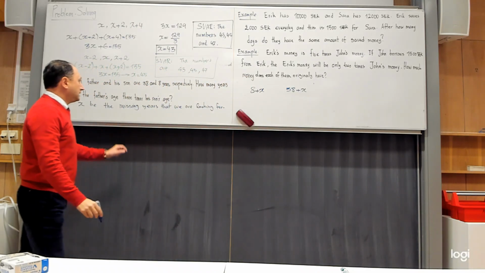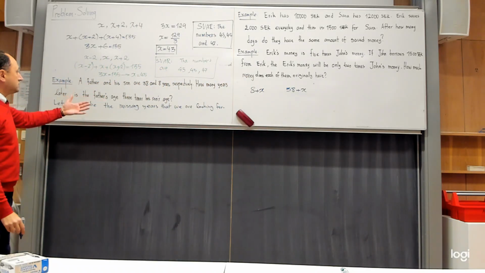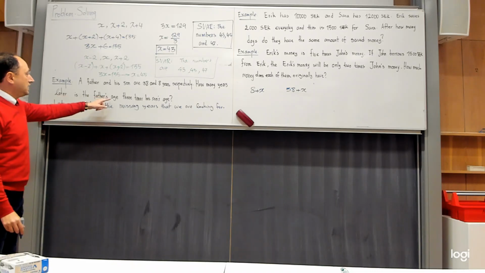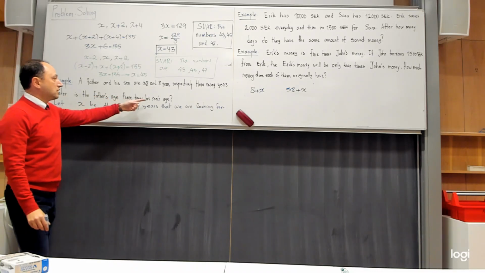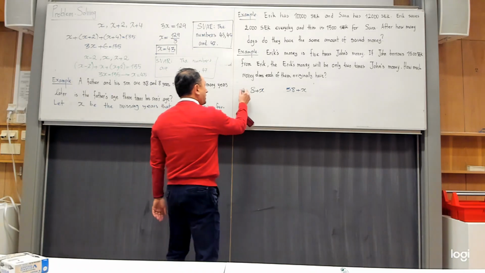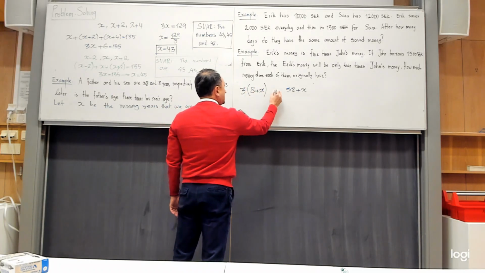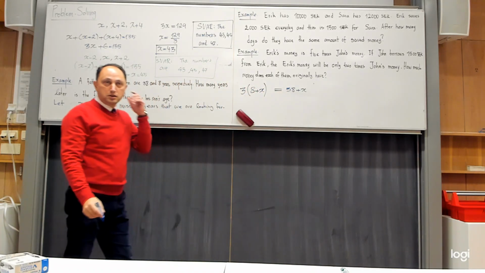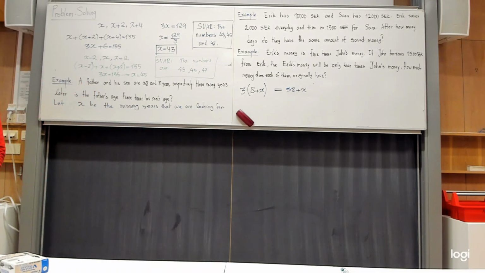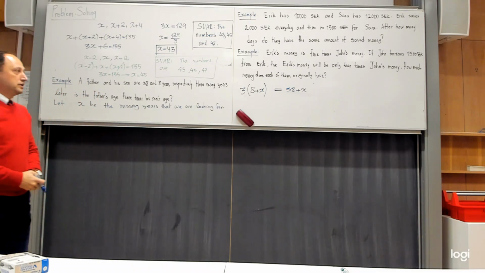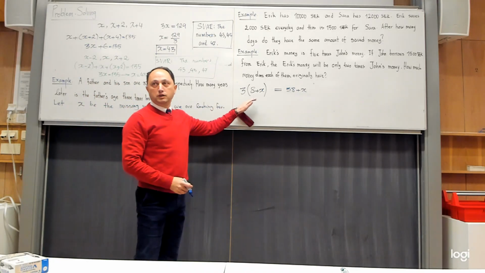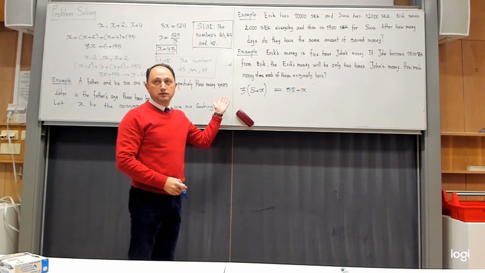But then, after x years, what is supposed to happen? The father's age is supposed to be 3 times his son's age. So it means that if I multiply this by 3, this is equal to that. As simple as that. You just read the text, set up an equation and try to solve that. Is it understandable for everyone why this equation is correct? Are you happy, Carmen?